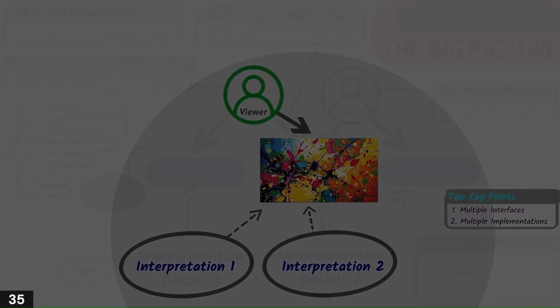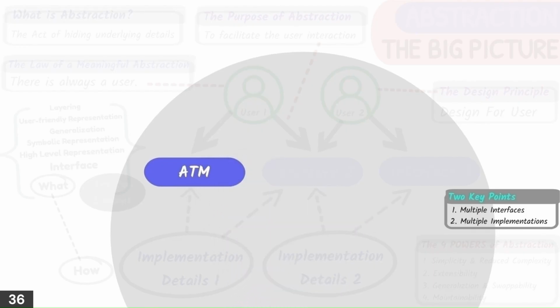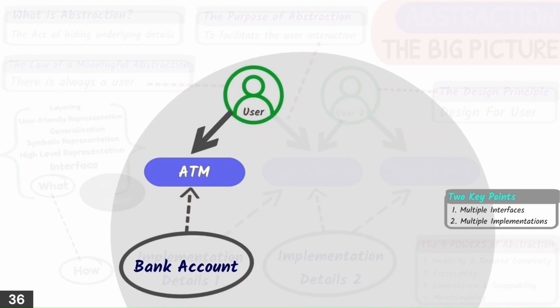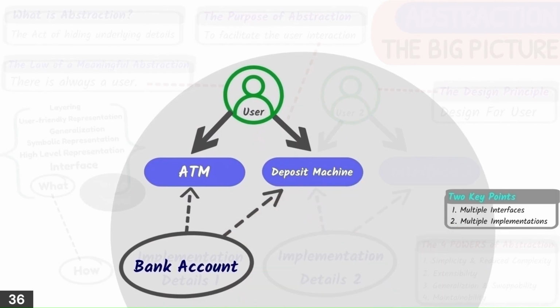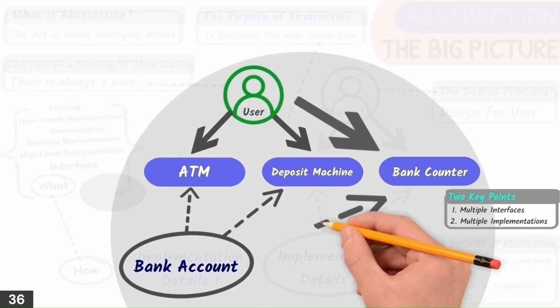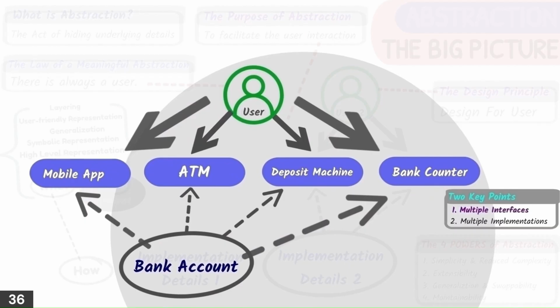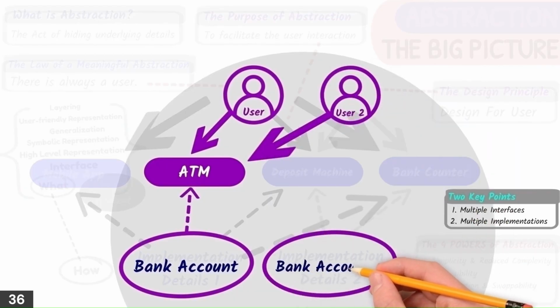Let's see these two key points in practice by looking at the famous ATM example. Multiple interfaces, multiple implementations. An ATM is an interface that lets you withdraw money from your bank account. A deposit machine is another interface for the same account, but for deposits. The bank counter, that's another interface. And your mobile app, yet another one. So here we have multiple interfaces for the same account or for the same underlying implementation, meaning multiple interfaces for the same implementation.